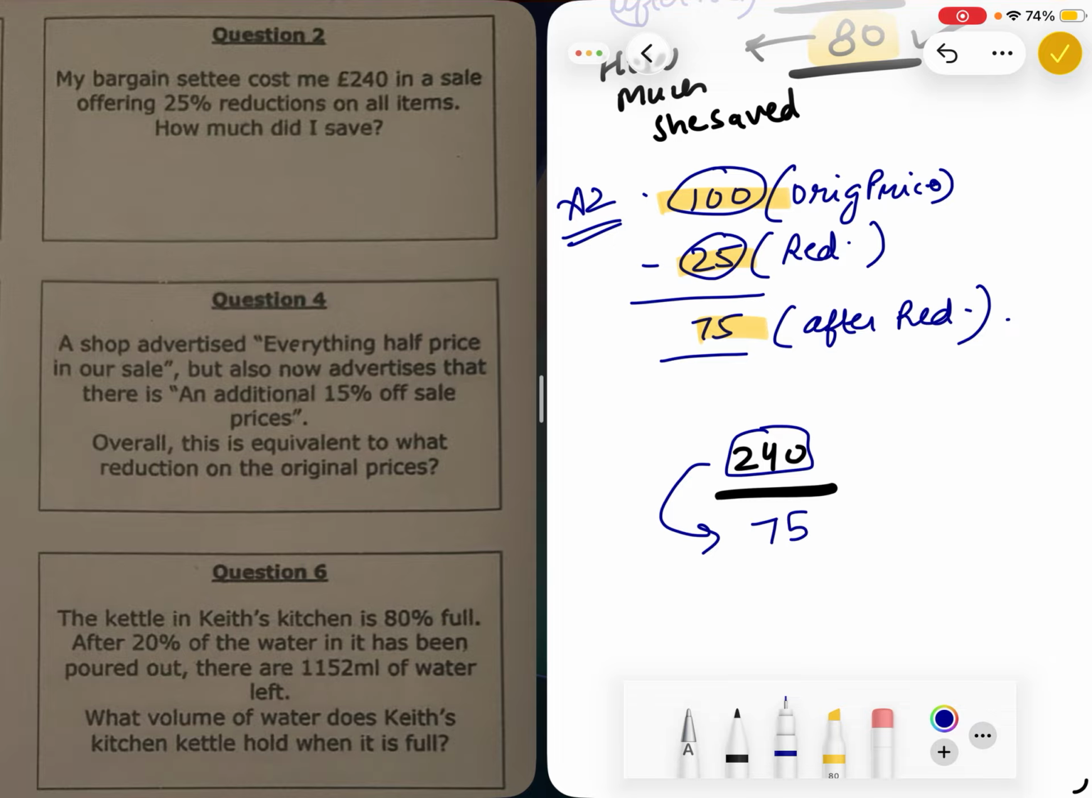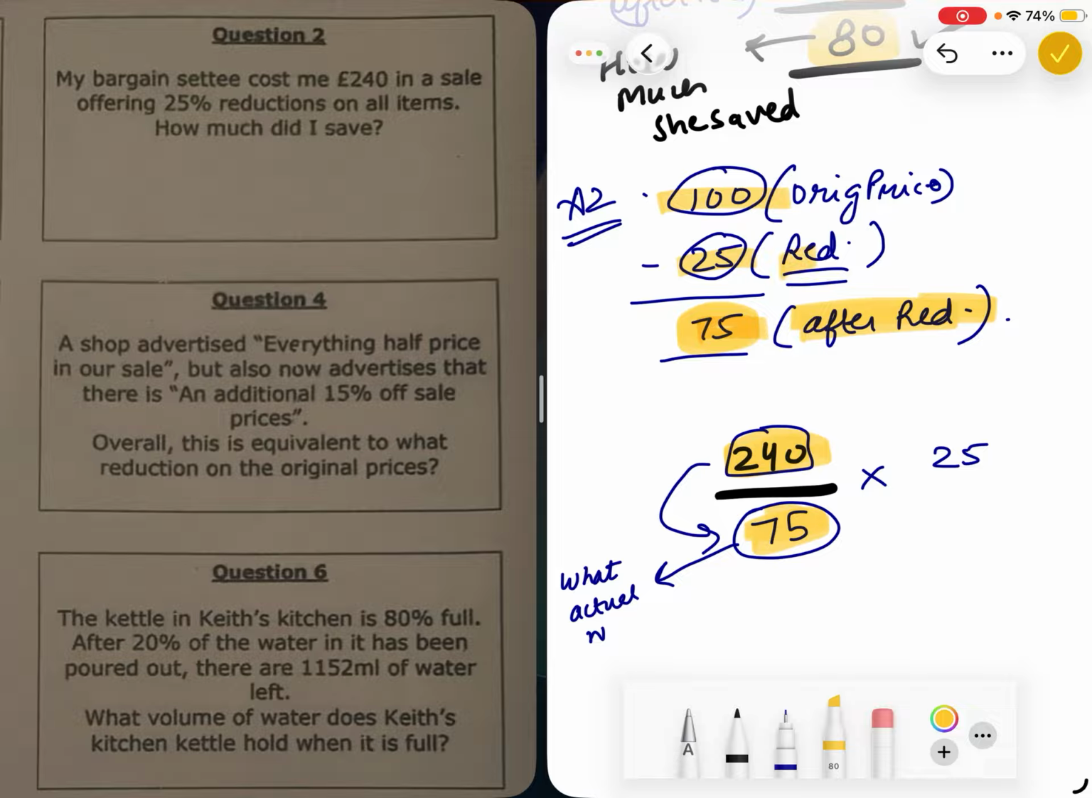Okay, this is 75. What actually is in the numerator, you put in denominator. Okay, 240 is after reduction price. Now after reduction is 75, so you put in denominator. Then you multiply with what you want to calculate. You want to calculate your savings. How much did I save? Basically the reduction. So I need to calculate 25. Yes or no? 25 portion.